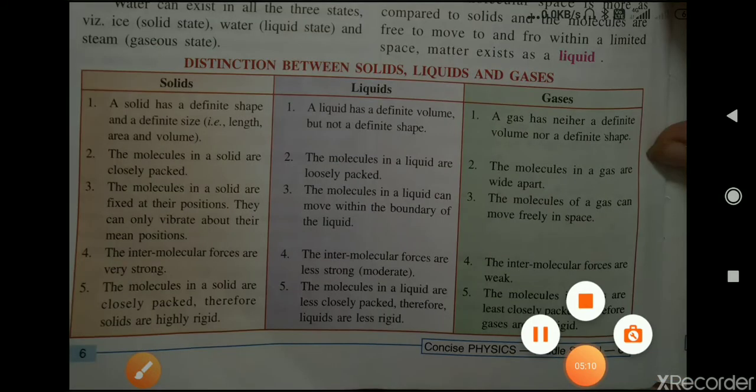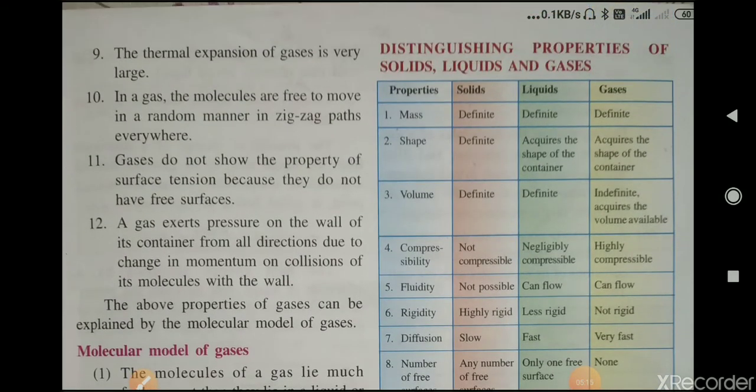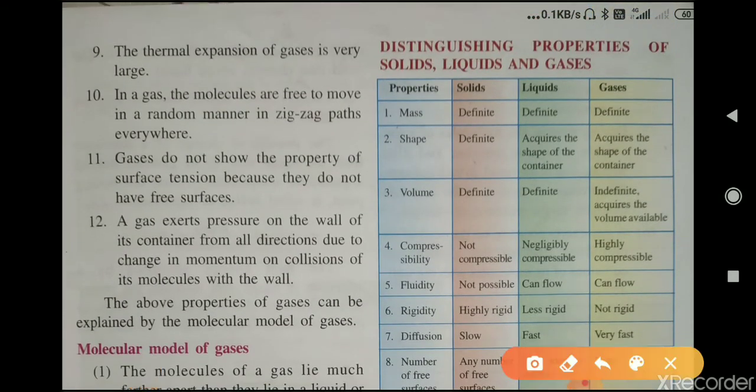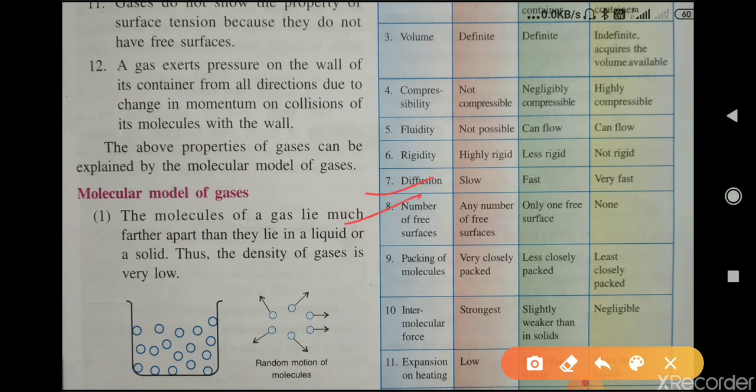Okay. On page number 9, this table is given to you, distinguishing properties of solid, liquid, and gases. You have to read all these properties of solid, liquid, and gases: mass, shape, volume, compressibility, fluidity, rigidity, diffusion, number of free surfaces, how many free surfaces are there in case of solid, liquid, and gases, packing of molecules, how they are packed. In solids, the molecules are very closely packed, in liquid less closely packed, and in gases least closely packed.